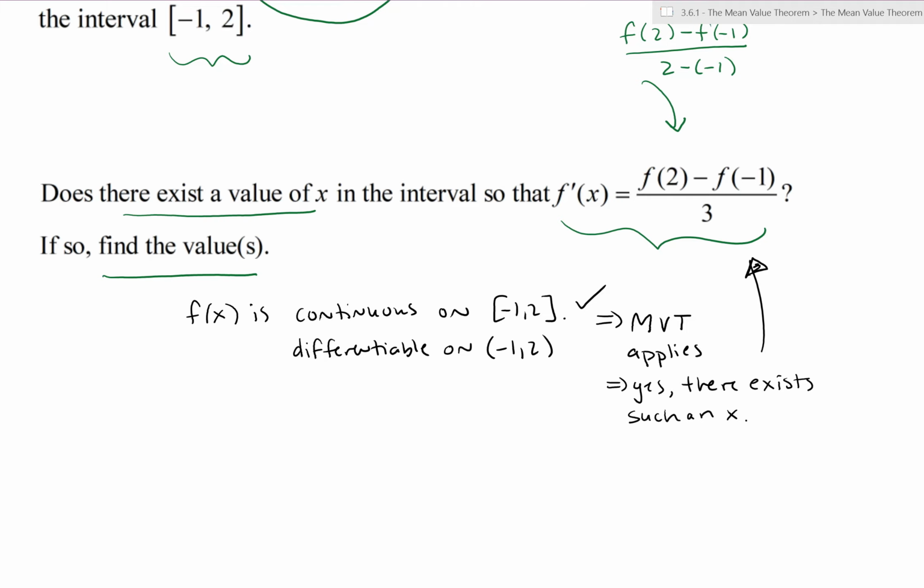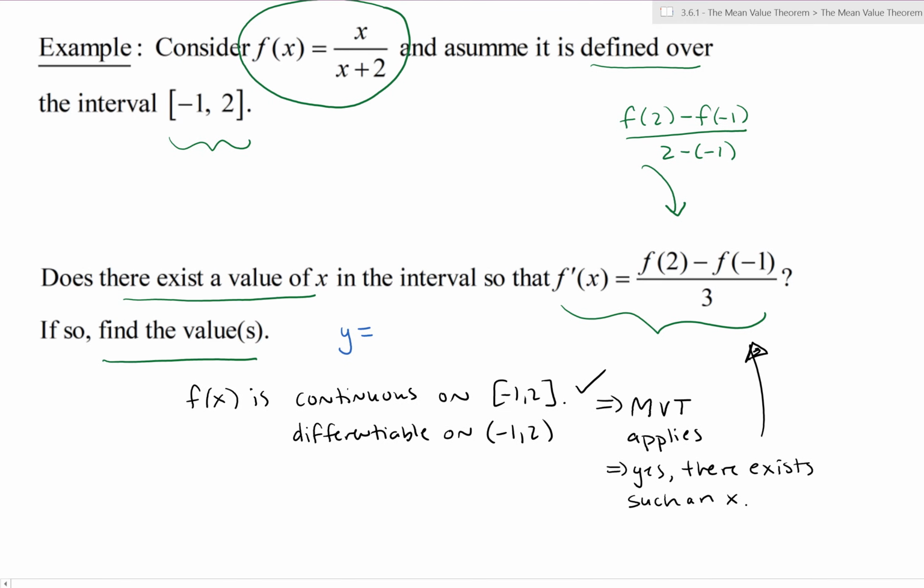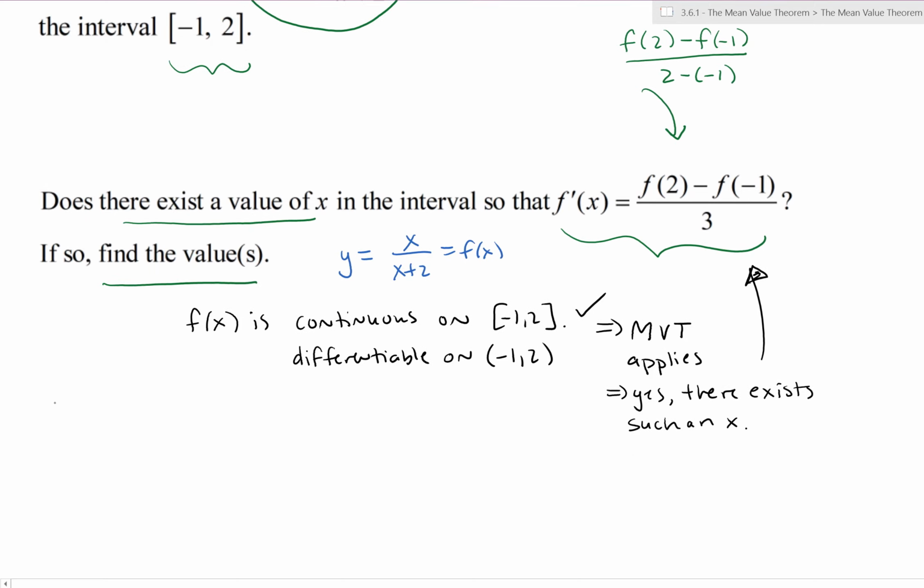So the first thing we've got to do is, of course, figure out what that average rate of change actually is equal to. Our function, let's just write it here, is on the screen. Remember, right above, it is x over x plus 2. That's our function f of x. So what is f of 2? f of 2 is equal to 2 over 2 plus 2, 2 over 4, that's a half.